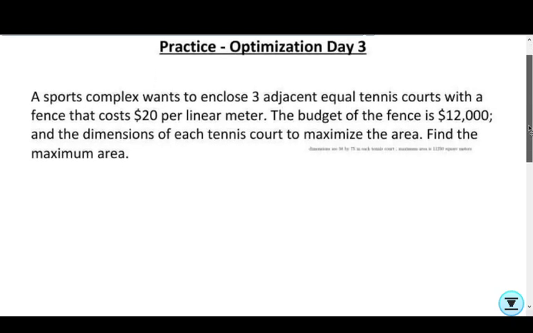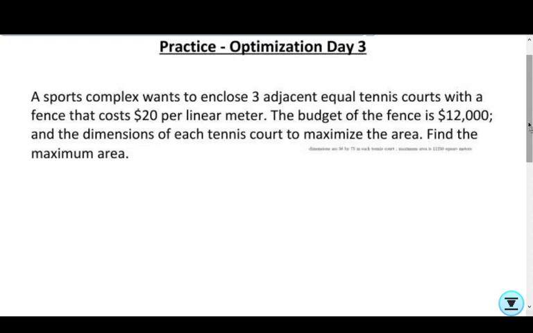We have a sports complex and we want to enclose 3 adjacent equal tennis courts with a fence that costs about $20 per linear meter. The budget of the fence is $12,000. Find the dimensions so that each court maximizes the area, and find that maximum area.